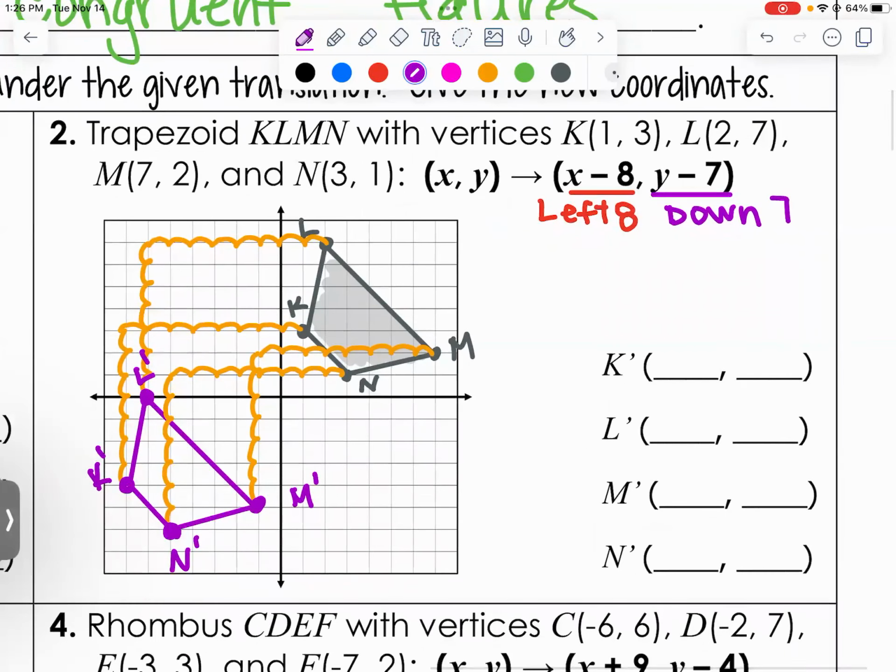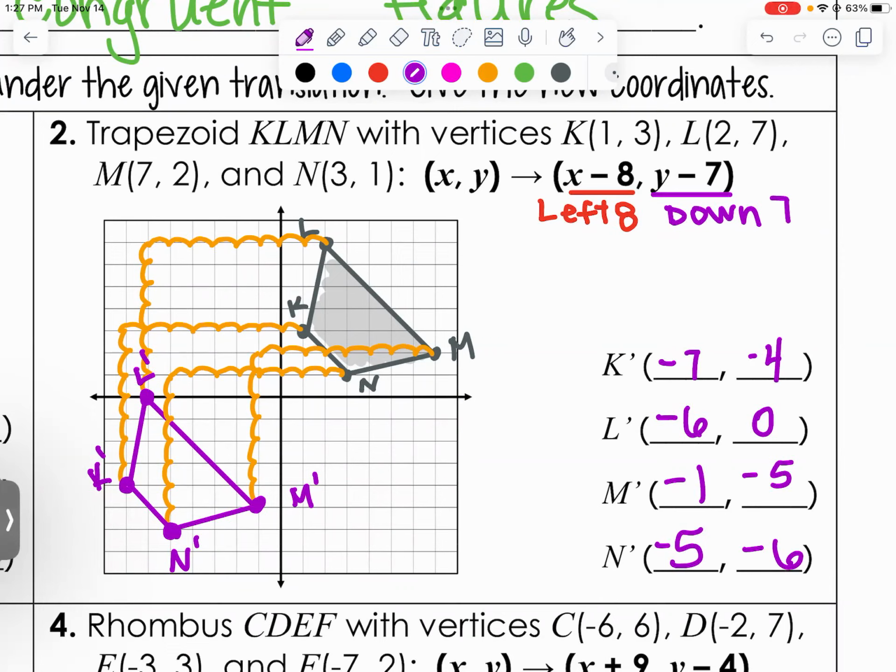So now you have 2 options. You can use the -8 and the -7 with your coordinates and subtract 8 from the X, subtract 7 from the Y. Or you can look at your graph and say, my K coordinate looks like I have to go left 7 and down 4. So -7, -4 is my coordinate. My L prime is just to the left 6 on the X axis, so -6, 0. M looks like left 1 down 5. And N looks like left 5 down 6.